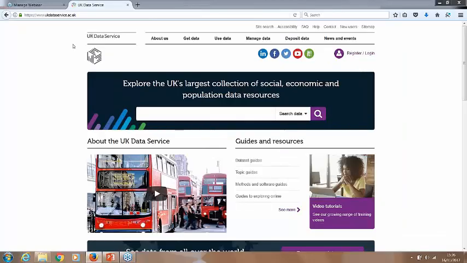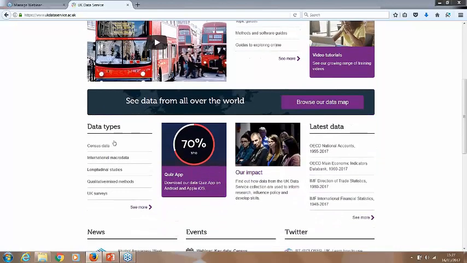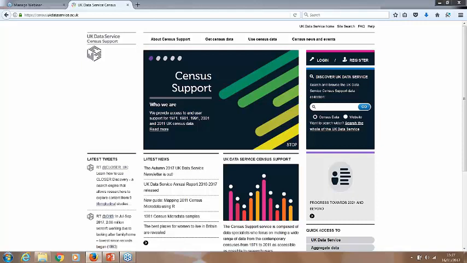Okay, so this is the main UK Data Service website. Now you can search as well, but I'm just interested in the census data, and there's different routes to the data. But if we go down to census data here, you can see our subsite.